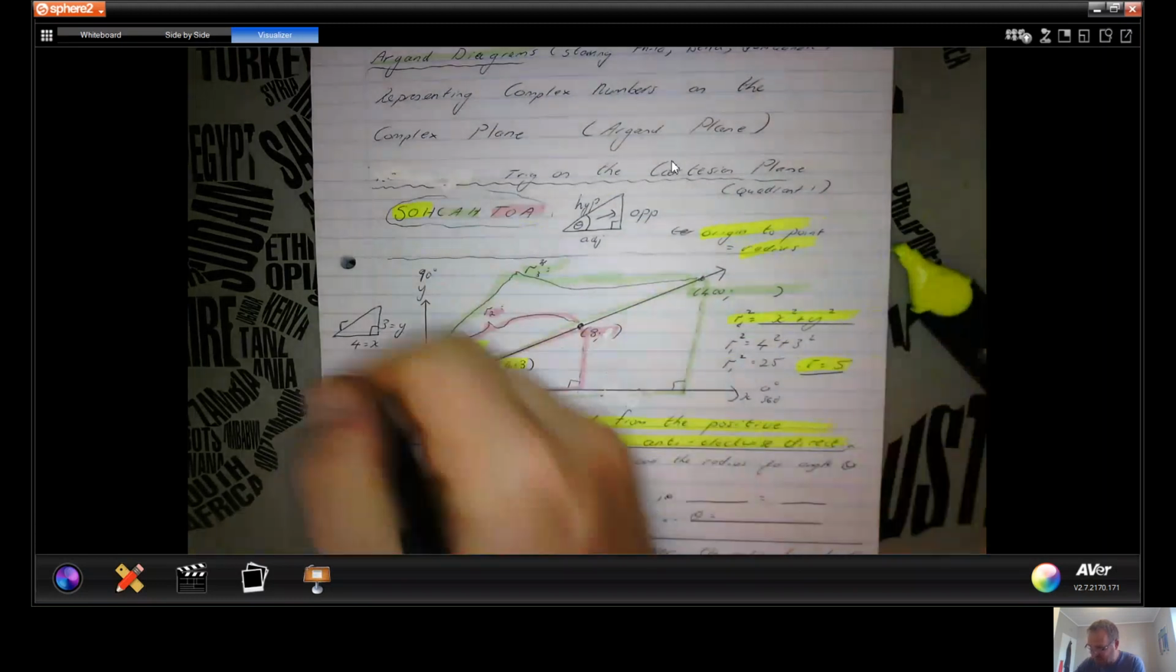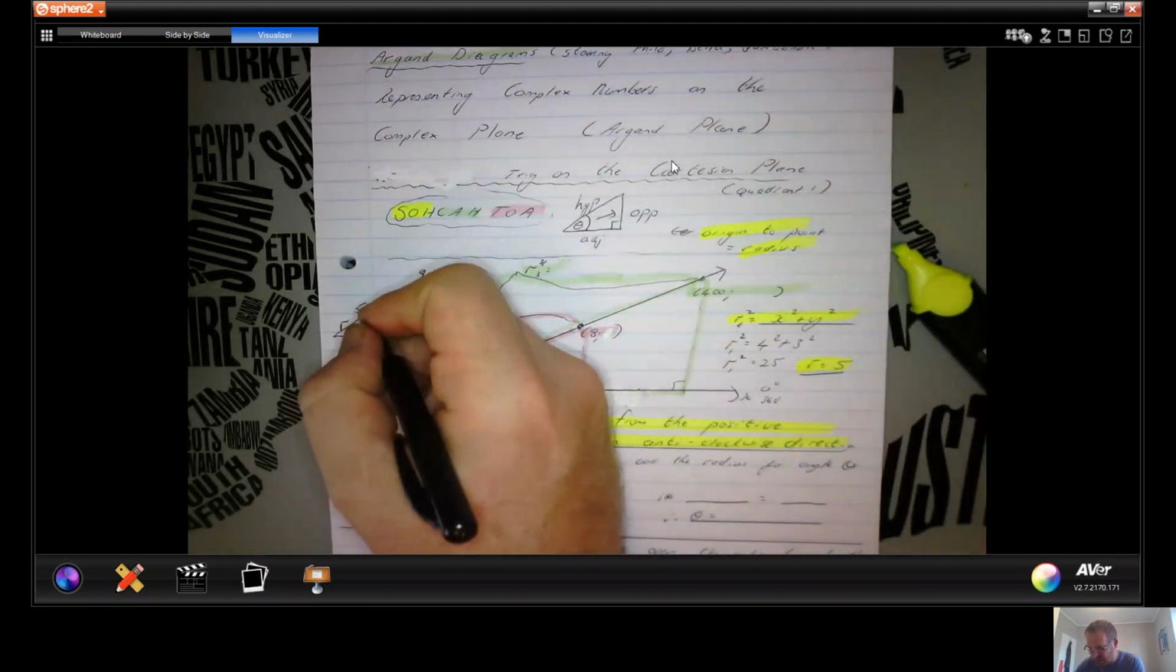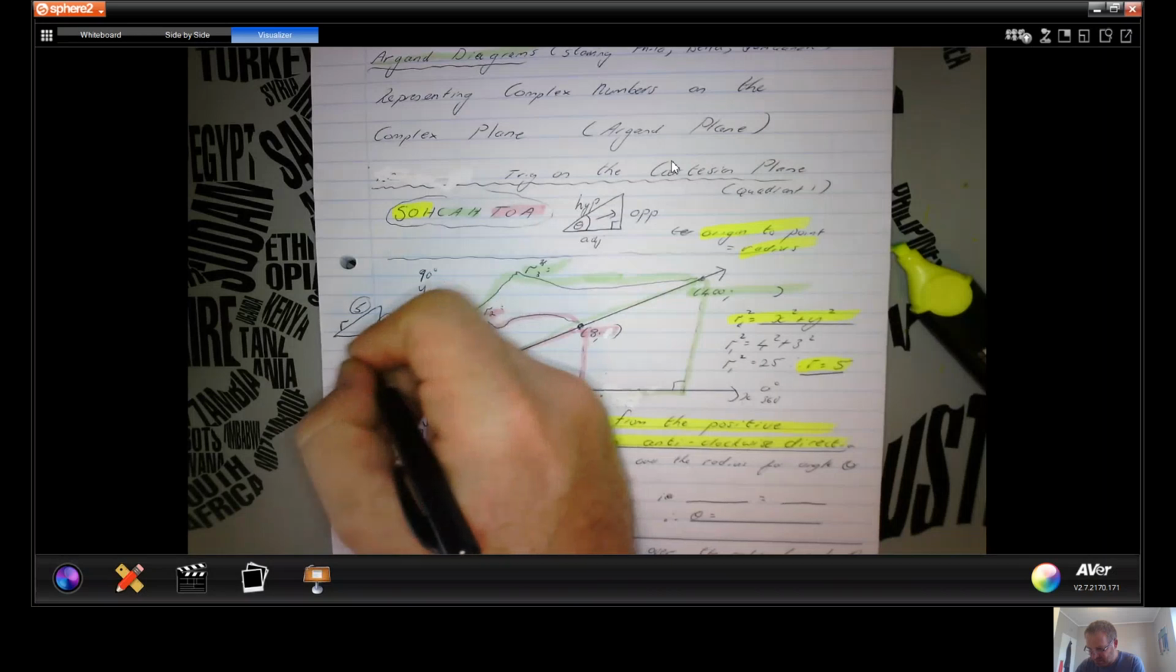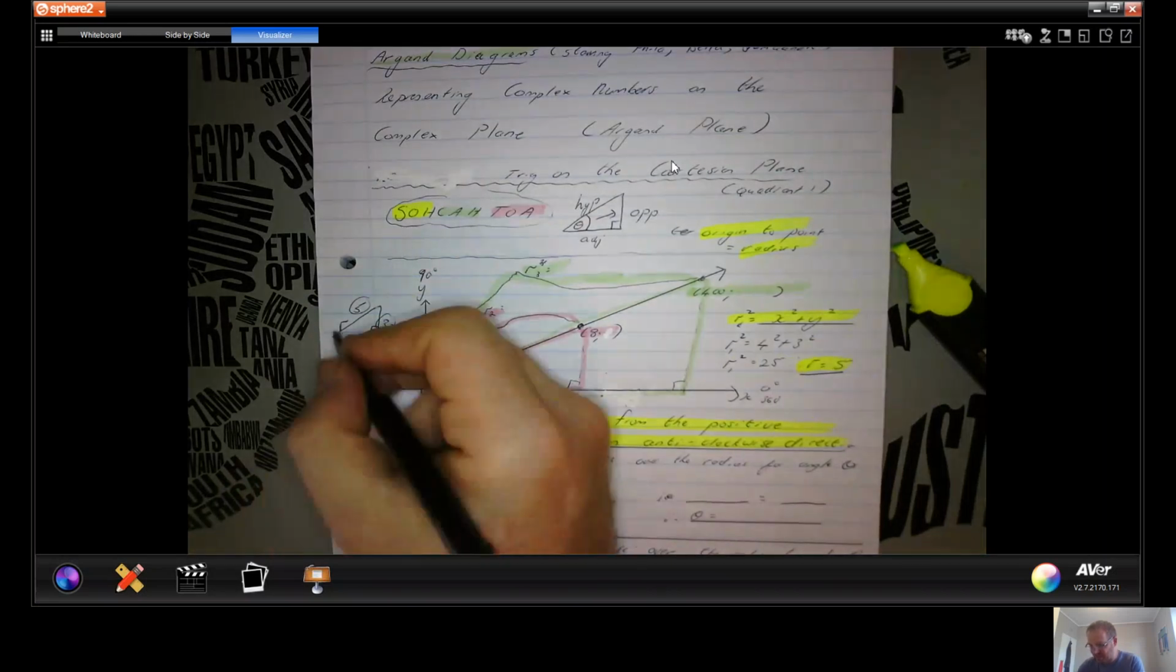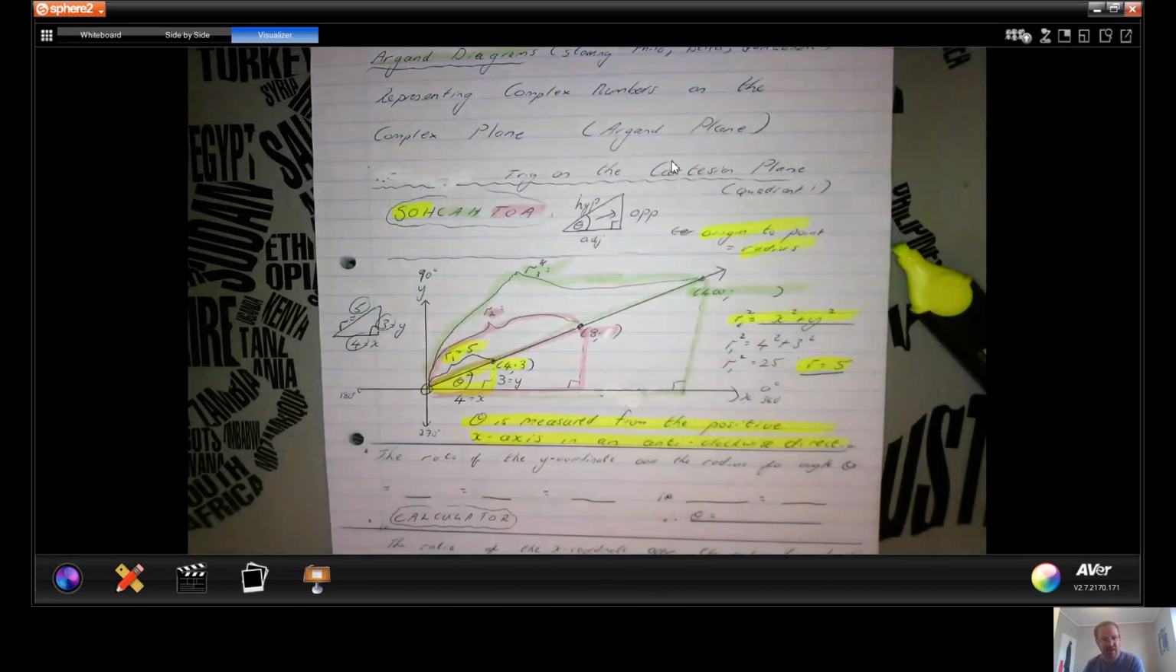So I've got a triangle which is 3, 4, and 5, right? Like that. So my radius is 5, my y coordinate is 3, and my x value is 4.